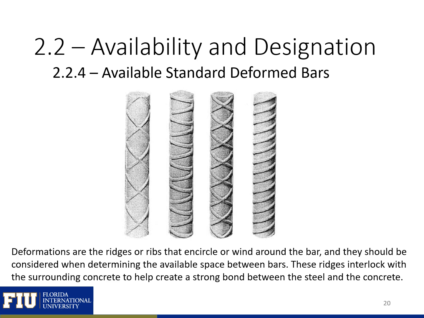Standard reinforcing bars will have deformations on the sides of them. These deformations are the ridges or ribs that encircle or wind around the bar, and they should be considered when determining the available space between bars. These ridges interlock with the surrounding concrete to help create a strong bond between the steel and the concrete.